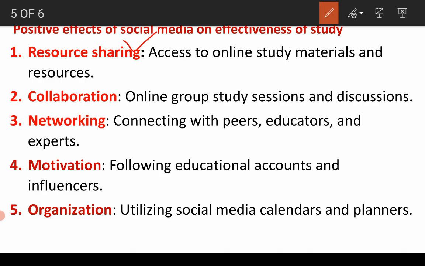So you are able to access online study materials and resources. For example, on WhatsApp, if you belong to a particular group that shares notes, past papers, and other materials, then social media is benefiting you.